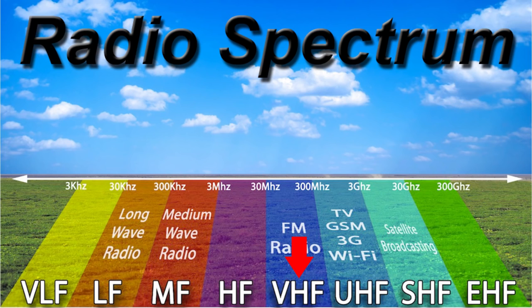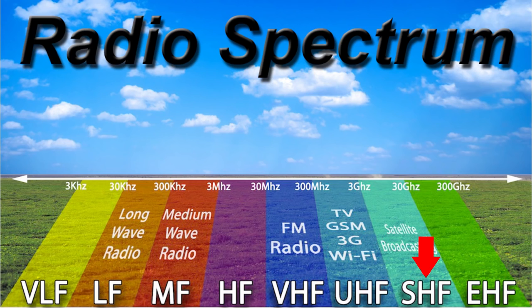Next is VHF, or very high frequency. This goes from 30 MHz to 300 MHz. This is where you'll find FM broadcast stations, as well as some TV stations. Then on to UHF, ultra high frequency. This goes from 300 MHz to 3 GHz. You'll find most television stations in this area, as well as cell phone coverage and Wi-Fi.